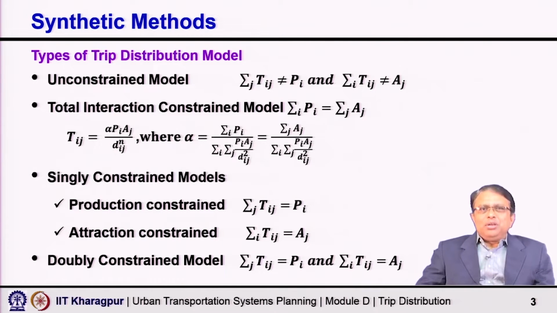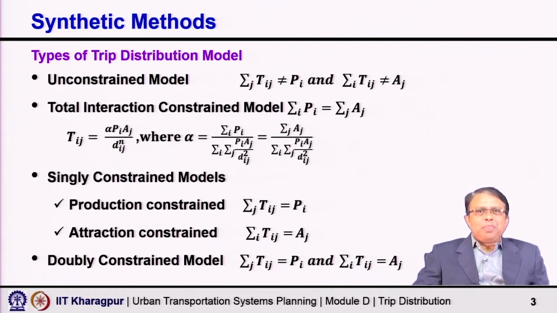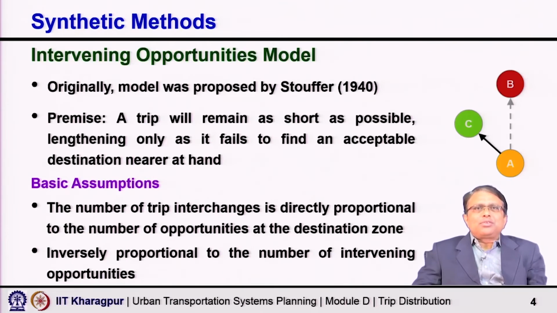Then the singly constrained model may be a production constrained model, that means only the constraint sum over j of T_ij equal to P_i will be ensured automatically by the model form. And in attraction constrained models, only sum over i of T_ij equal to A_j will be met, and the other one will not be satisfied automatically. And a doubly constrained model is one where both the constraints automatically get satisfied by the model form itself. So, with this, now let us talk about the intervening opportunity model.